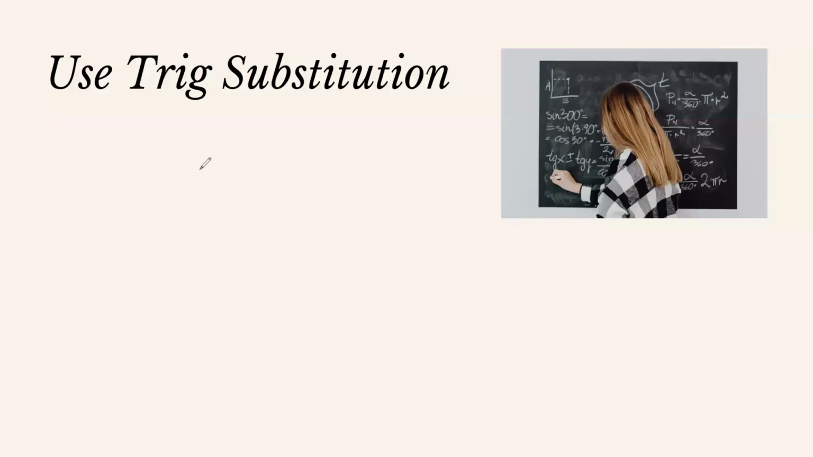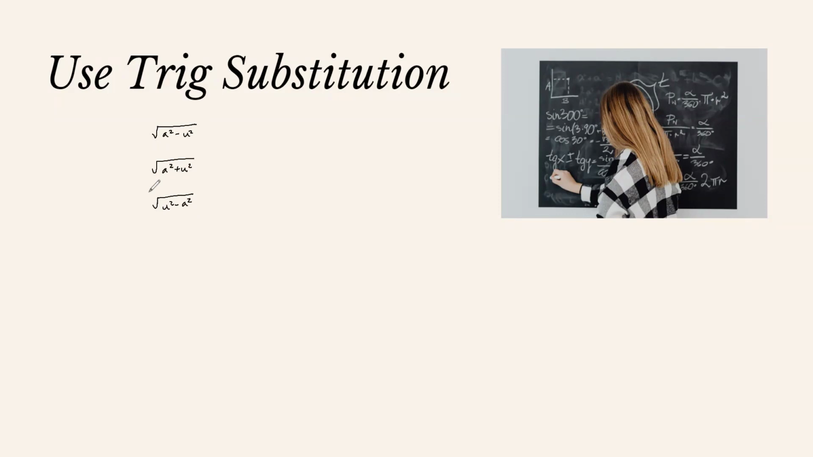The next integration technique we'll cover is using trig substitution. This approach comes in handy whenever you have one of three types of square roots in your integral. The first one is the square root of a squared minus u squared. You also have the option of the square root of a squared plus u squared. And finally, the square root of u squared minus a squared.